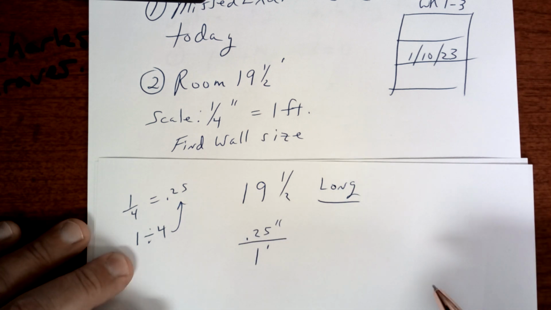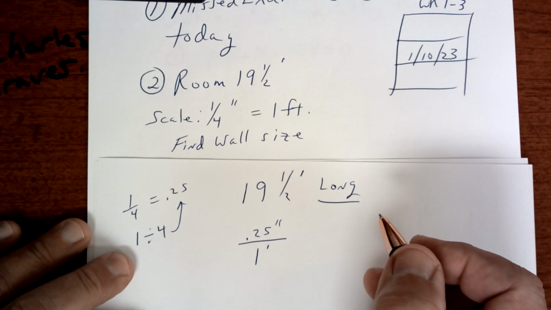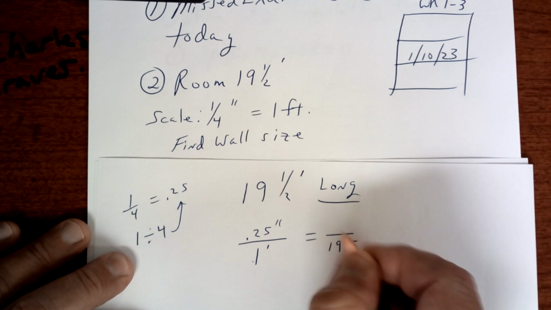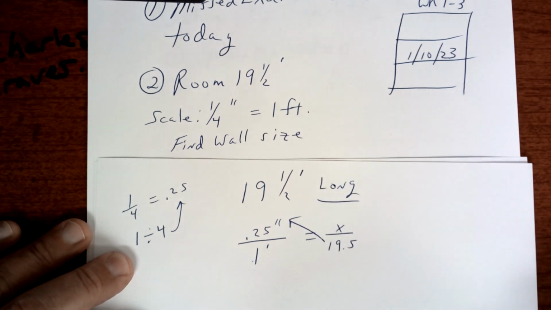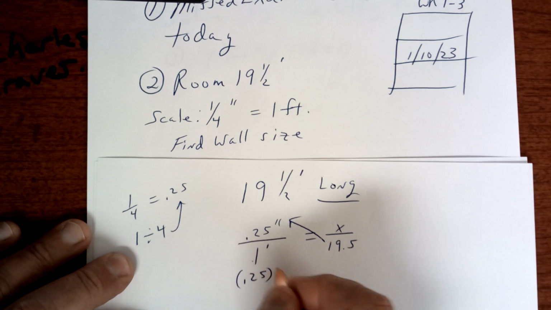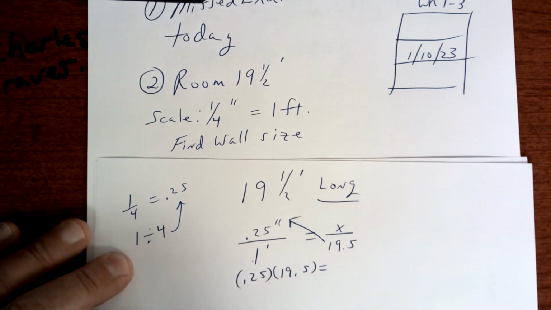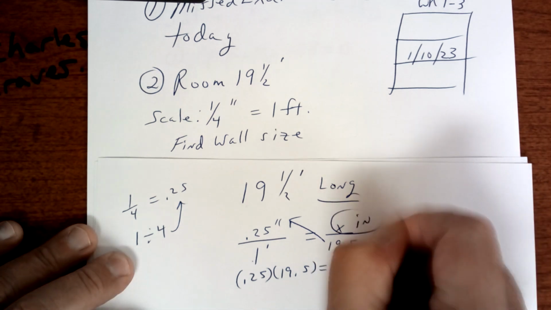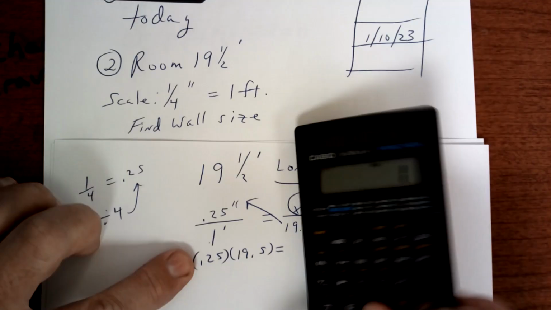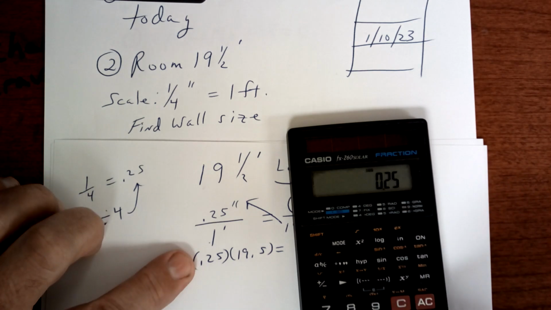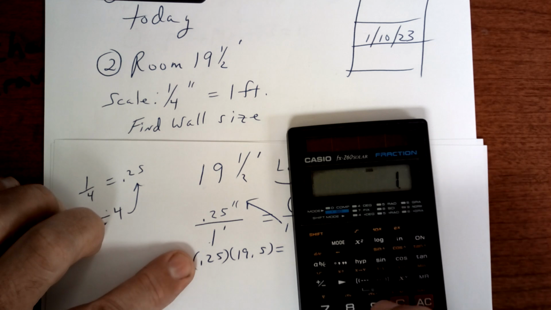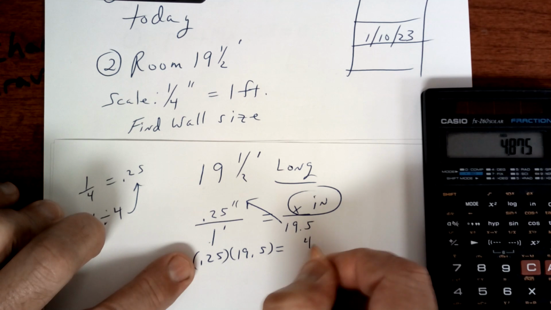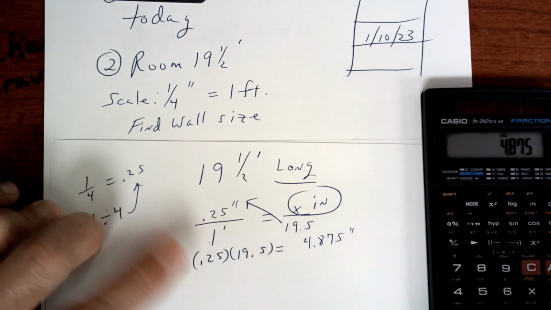Now this one is 19 and a half feet. So feet is at the bottom here, so you want 19.5 down here. You want to cross multiply. So basically it's 0.25 times 19.5 is going to give you your answer, and that's going to be in inches. That's what you're looking for. So you take your calculator, 0.25 times 19.5, and that's going to be 4.875 inches. And that's what it would be on the blueprint.